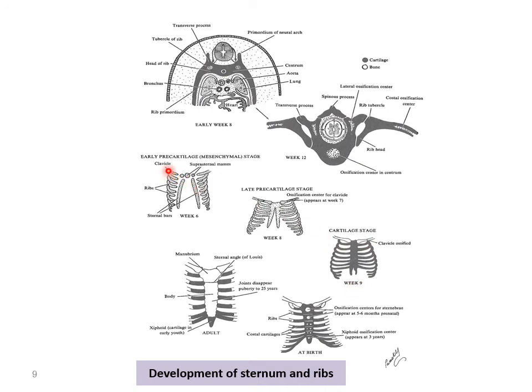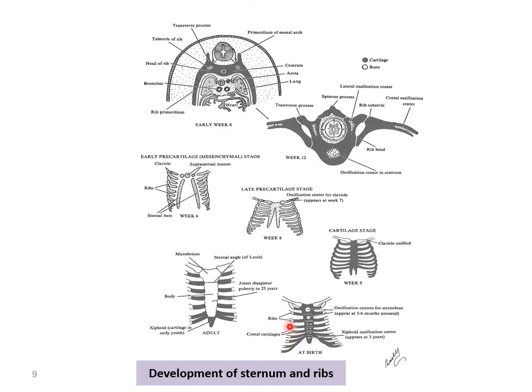The clavicle starts also in the mesenchymal stage, and it ossifies. The ossification center appears at week 7, and becomes ossified at week 9. At birth, the sternum is still cartilaginous with ossification centers appearing. The xiphoid ossification center appears at 3 years. The ossification centers for the sternum, manubrium, and the upper part of the body appear at 5 to 6 months.